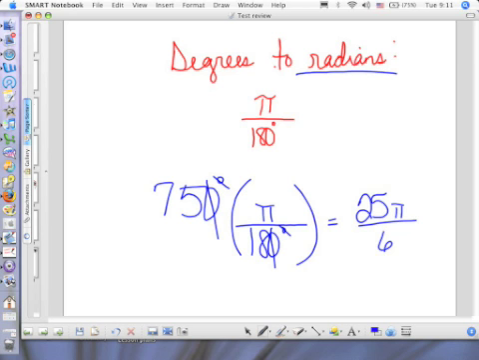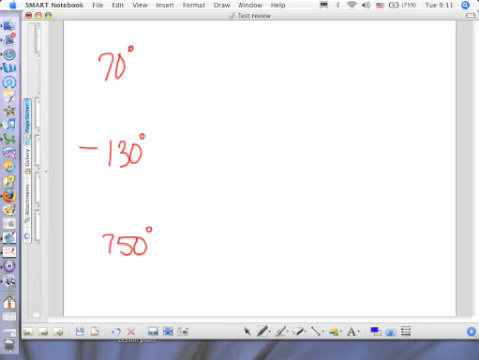If you have even numbers, they're divisible by 2. If the last two digits of your number can be divided by 4, then the whole number can be divided by 4. If a number ends in 5 or 0, they can be divided by 5, right? Keys to help you remember. All right, these three are in degrees, and we want to turn them into radians.